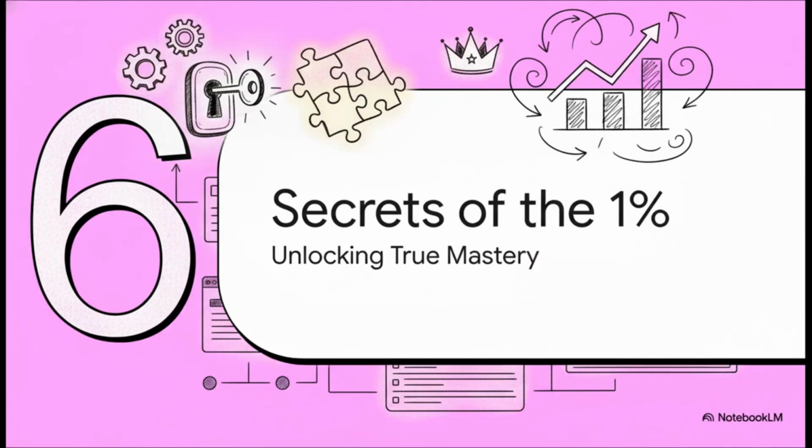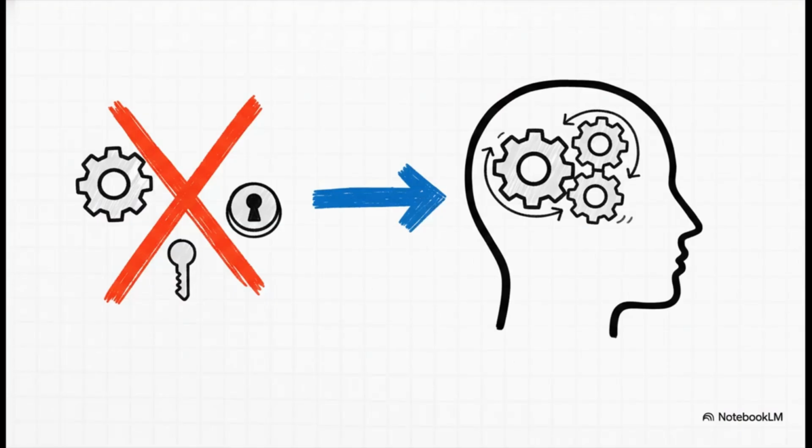Okay, last but not least, let's talk about the techniques that really separate the casual users from the true power users. These are the secrets of the top 1%. And here's the wild part. The most powerful secret isn't some hidden feature or a secret button in the app. It's a fundamental change in how you think about and interact with your information.